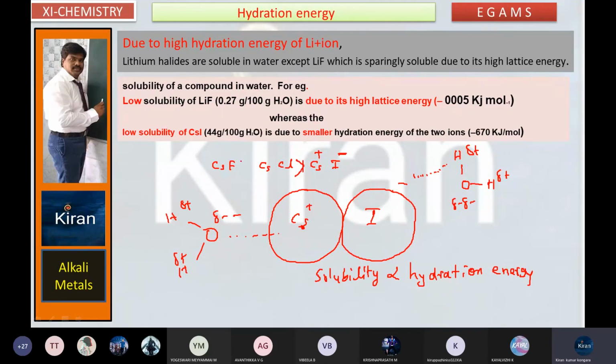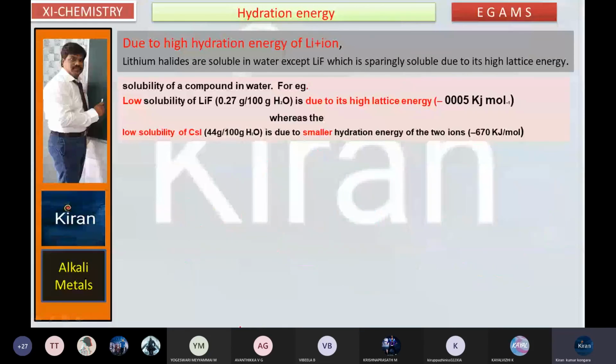Comparing with cesium fluoride, the fluoride atomic size is less. Chlorine atomic size is less, but iodide atomic size is big. When you go from fluorine to iodine, fluorine, chlorine, bromine, and iodine, iodine is a bigger size. So in this way, we can explain the solubility in halides. These are all IIT JEE points.